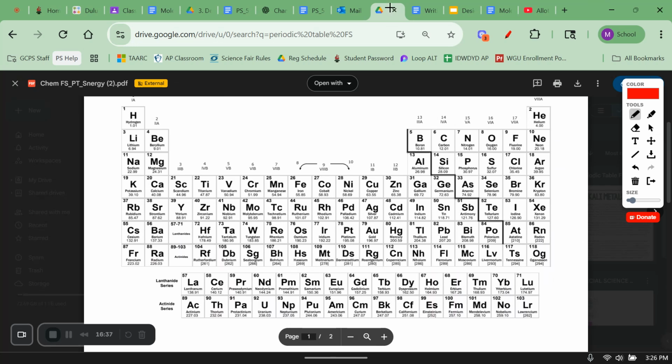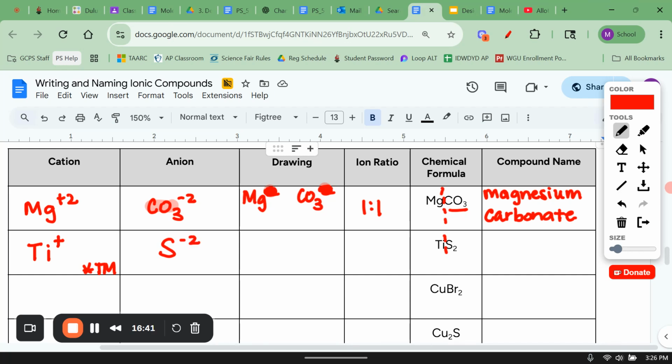And we can see S right here in the same family as oxygen, carrying a -2 charge. Now we want to take these symbols and use our drawing and ion ratio to develop what this looks like. Well, what is our ion ratio to help us out with our drawing? Our ion ratio is 1-to-2. So I need to draw 1 Ti plus and 2 S minus 2s.